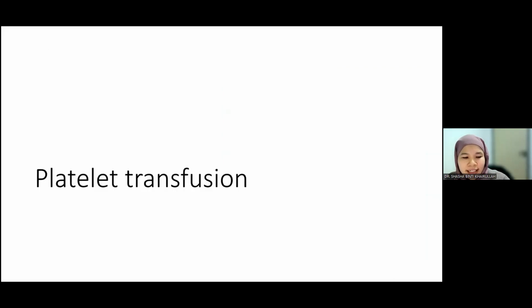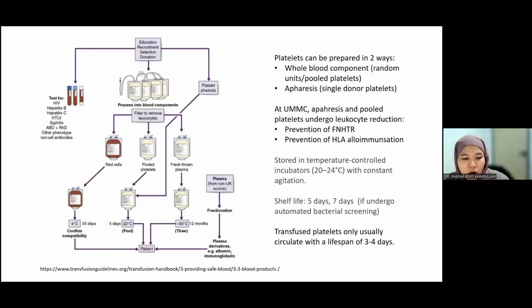So we move on to the next frequently asked question: can we transfuse platelets for this particular patient? Before I go into that, I would like to talk about how platelet units are produced quickly. Platelets can be prepared in 2 ways. We have platelets from whole blood component, whereby a donor comes in, we extract whole blood from them and centrifuge the blood and separate it into different blood components: red cells, platelets, and fresh frozen plasma. And you can get random units or pooled platelets through this method.